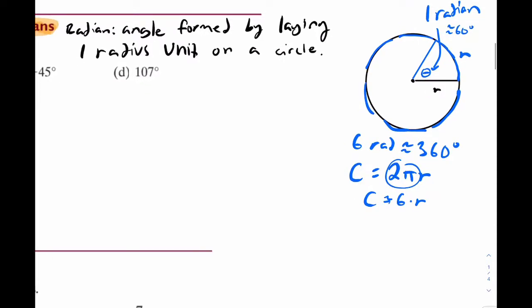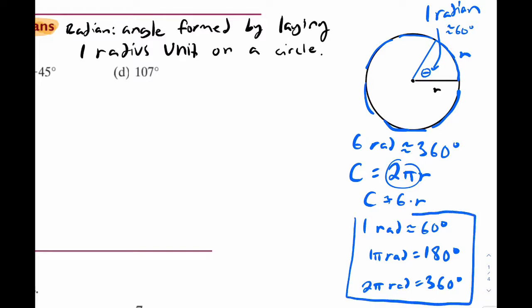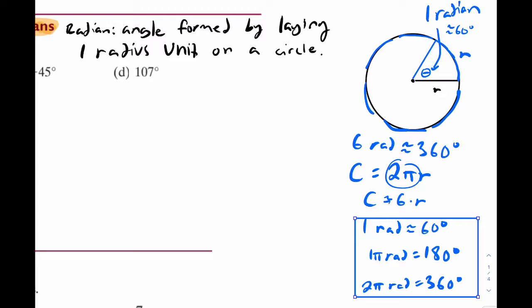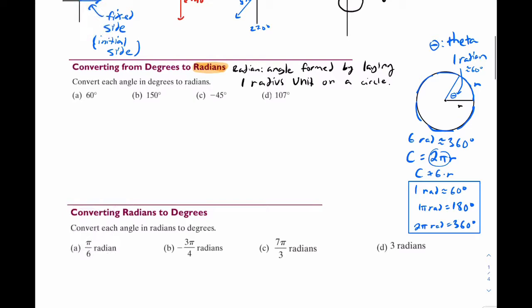So in short, here's your little cheat sheet. 1 radian is going to be about 60 degrees. And then here's the ending. 2 pi radians is exactly 360, which means 1 pi radian is exactly 180 degrees. Okay, so put a box around that. So that's just some concept. We're going to use some basic conversion to figure these problems out.